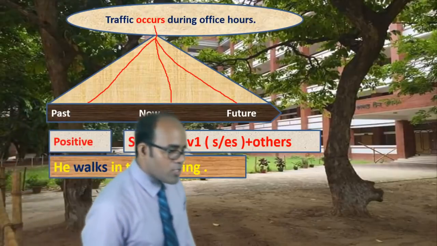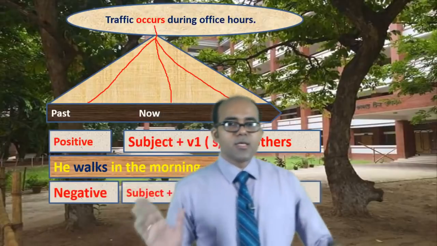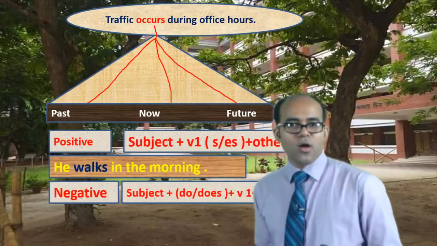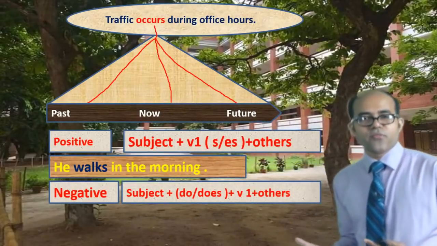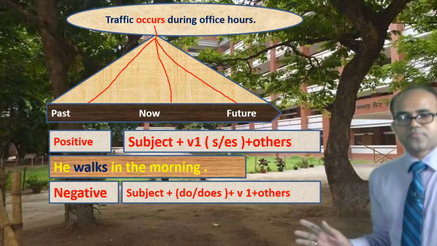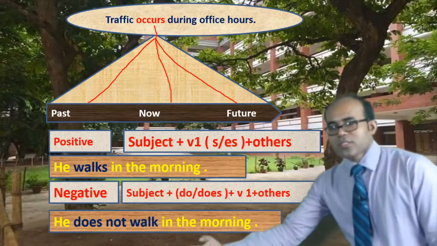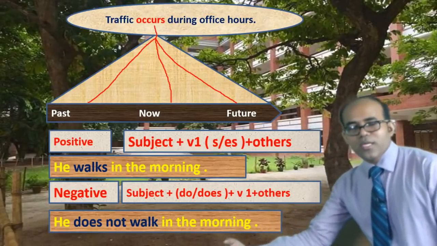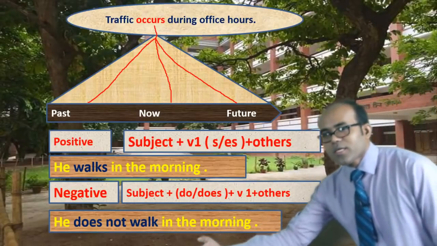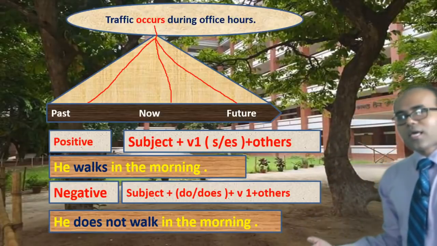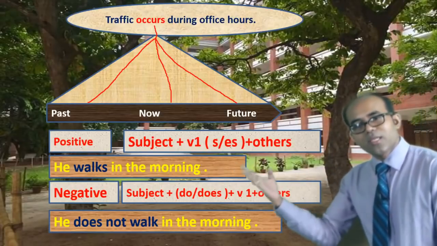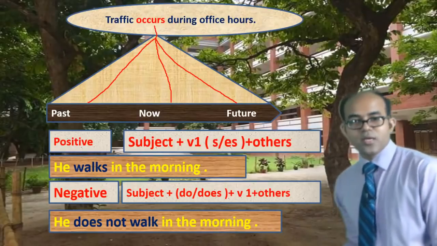And for negative structure, as you know very well, subject plus do not or does not plus base form of verb and the others. Like, he does not walk in the morning. See again, he walks in the morning, he does not walk in the morning.